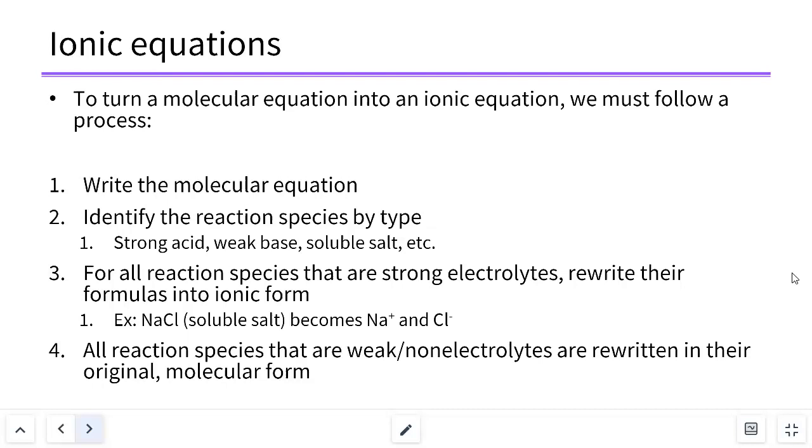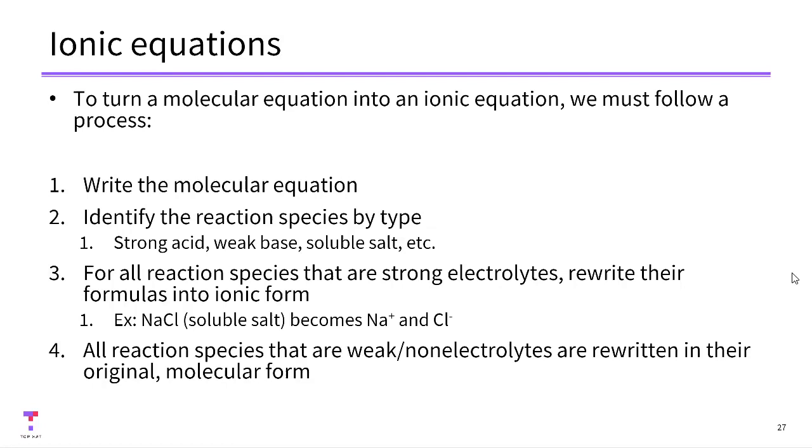Why did we start this module with the solubility rules? Why did we do assignment 5-1, where I gave you that list of compounds and you put them into all the different buckets? The reason is that to solve an ionic equation, you pretty much have to do the same exact thing. So step one for an ionic equation is you have to have a molecular equation. You have to know what is supposed to be taking place. Step two is you've got to break that down into the individual substances and classify those substances by type.